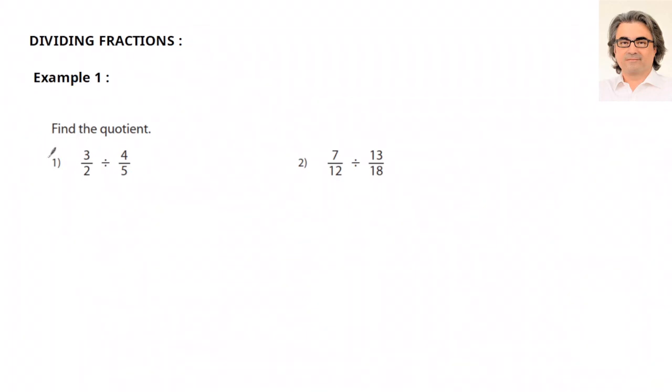Now, I am dividing in the first example. I am dividing 3 over 2 by 4 over 5. The first fraction is 3 over 2. I should write 3 over 2 here, and I should change the division to multiplication, but I should multiply 3 over 2 with the multiplicative inverse of 4 over 5. What is the multiplicative inverse of 4 over 5? It means 5 over 4.